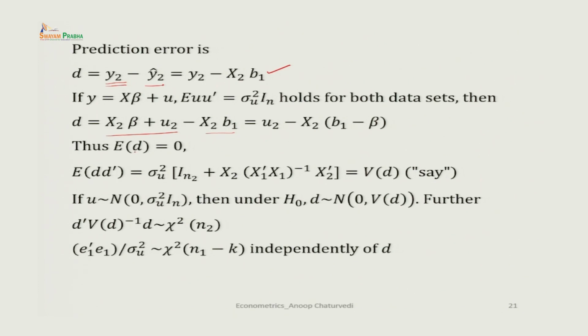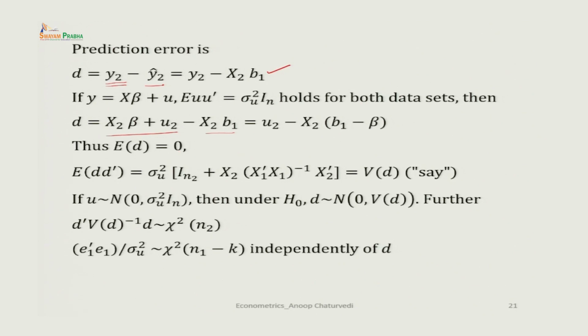Then expectation of d is equal to expectation of u, which is 0, and if beta 1 is equal to beta 2 equal to beta, then expectation of b1 is equal to beta. So, expectation of the second term is also 0. So, under H naught, expectation of d is equal to 0.